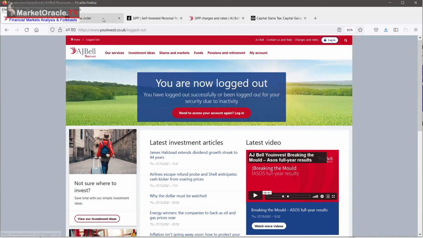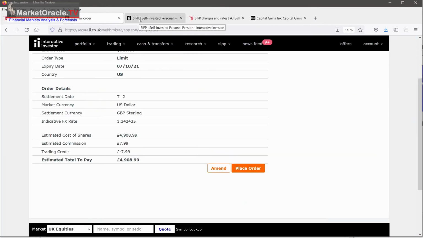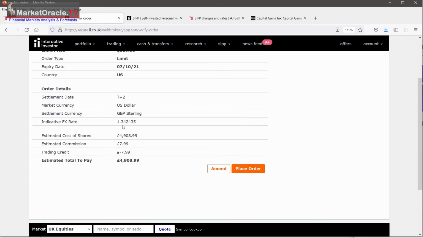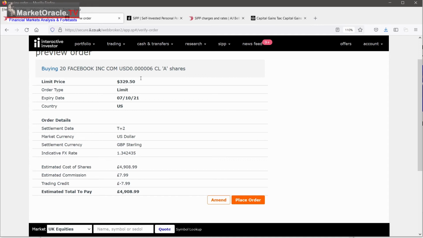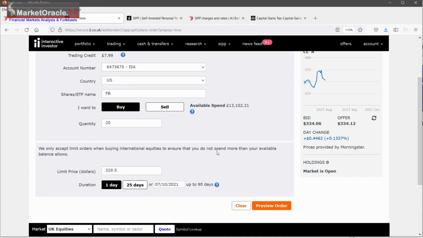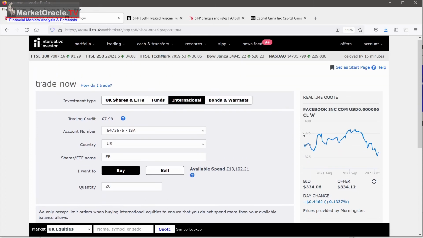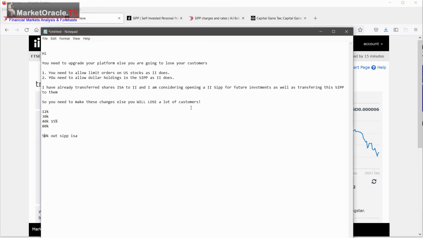AJ Bell sucks. II is better. The negative is the high FX fee, which you can amend by setting a lower limit to eat all of the FX fee. So you can negate it. II is the winner. I'm going to send them that note to let them know. Then I'm going to investigate moving my SIPP.